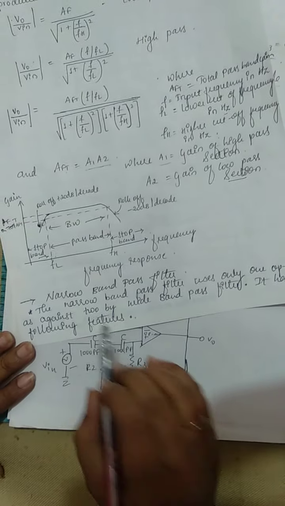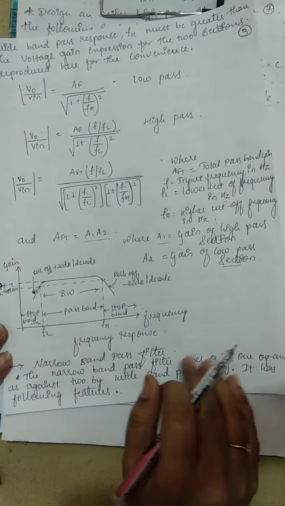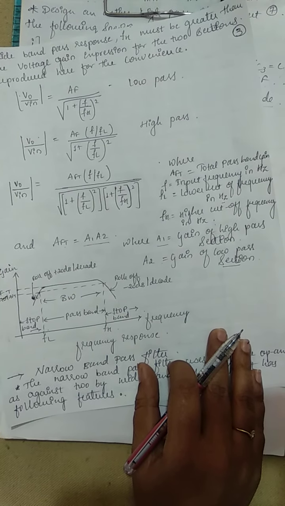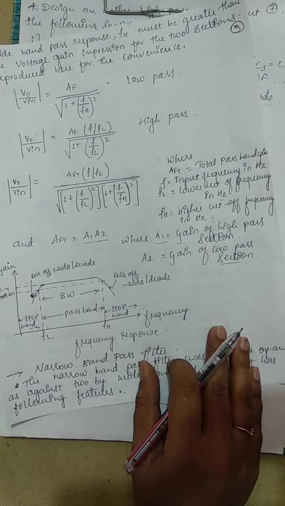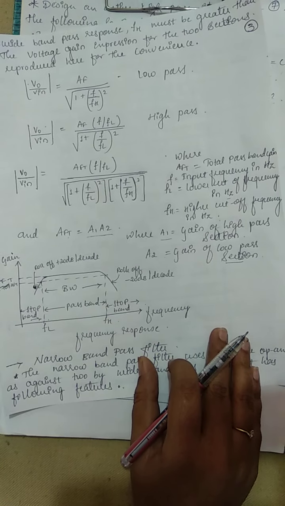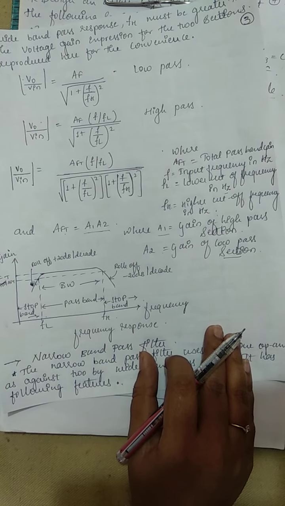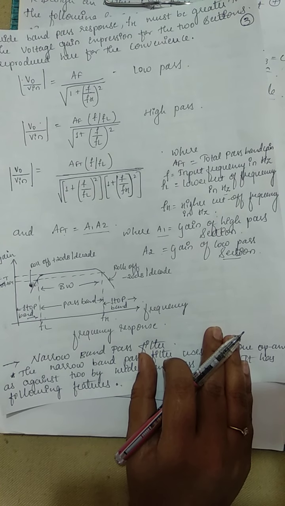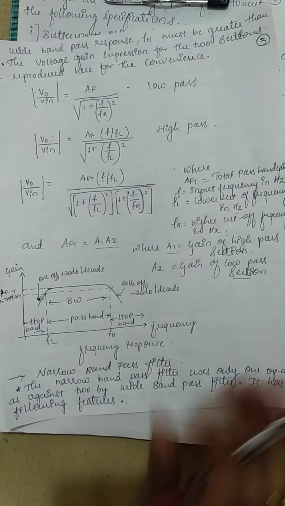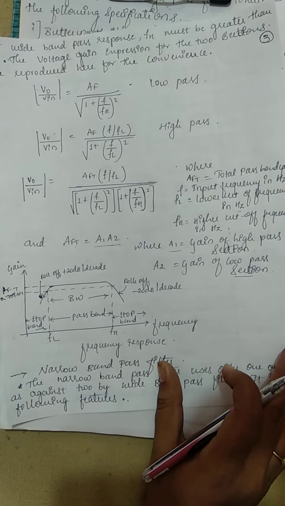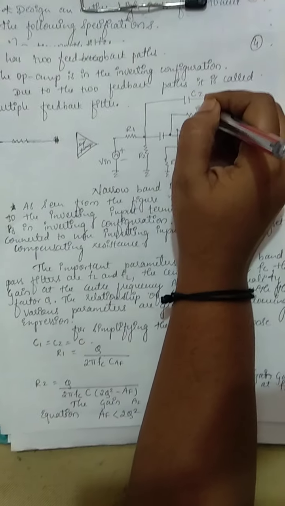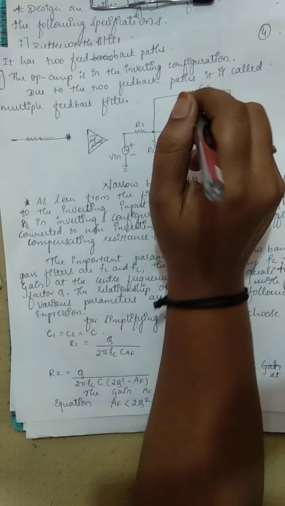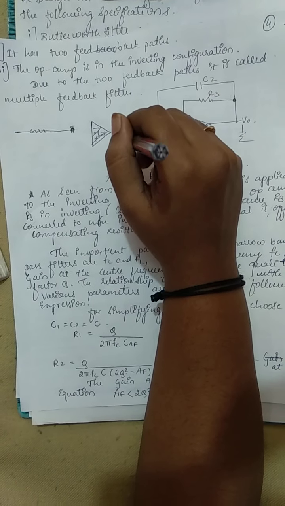So next comes the narrow band pass filter. We have already studied what a narrow band pass filter is, where the quality factor is greater than 10. The pass band filter is called a narrow band pass filter. It has the following features. First, it has two feedback paths, and second, the op-amp is in the inverting configuration. You can see it.